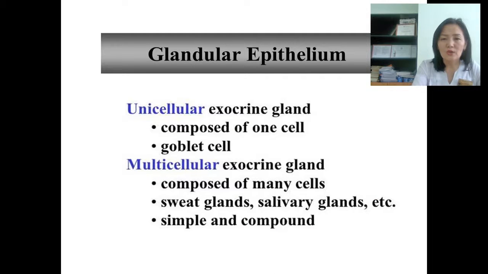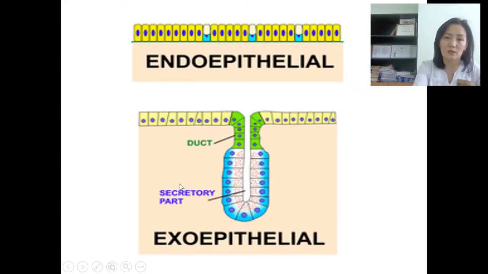Next classification of exocrine glands. Exocrine glands can be unicellular, meaning they consist of only one cell. Example: goblet cell, also an exocrine gland, but consists of one cell. That's why you can see a unicellular gland. Also, exocrine glands can be multicellular, composed of many cells. Example: sweat glands, salivary glands. Also, there are many types of simple and compound glands, usually multicellular glands.